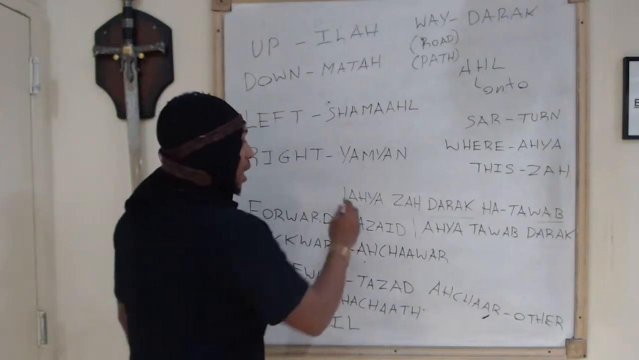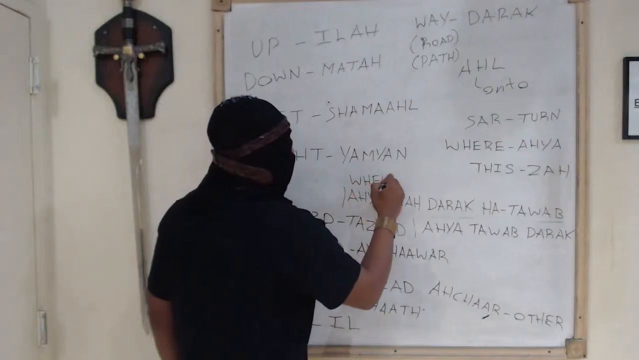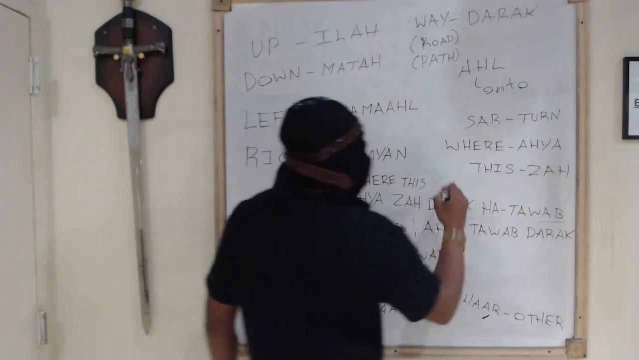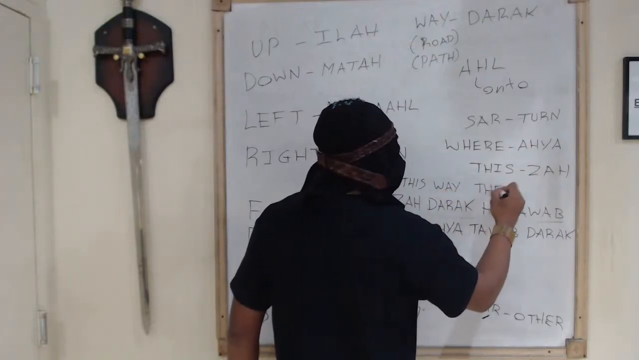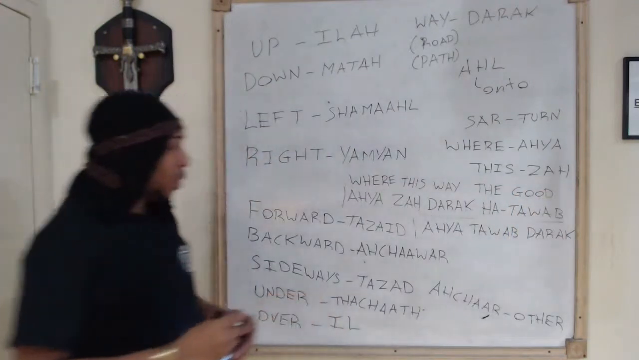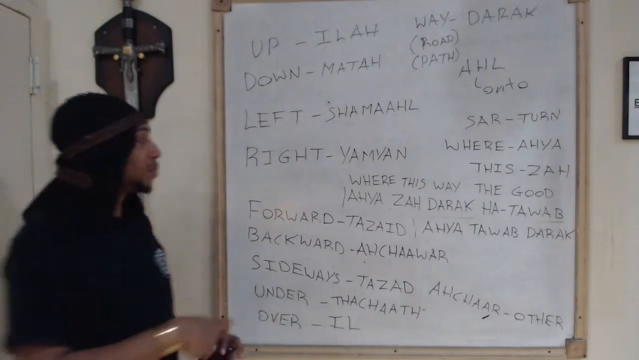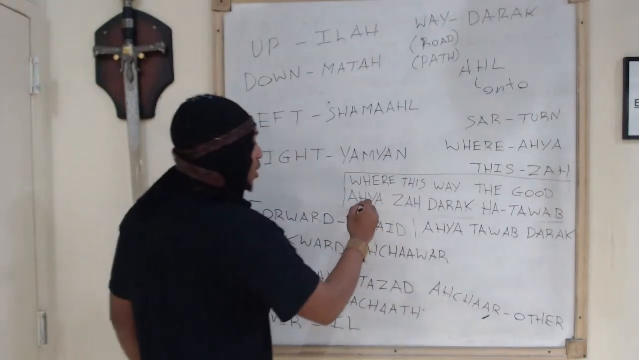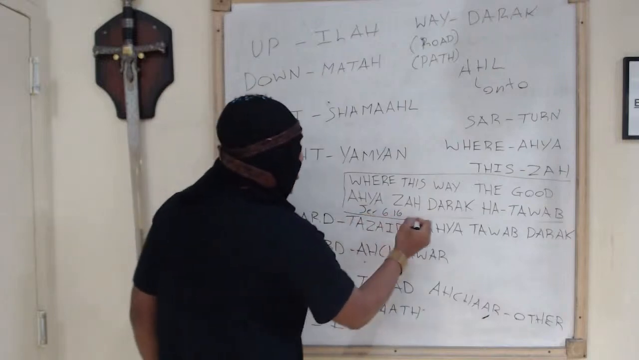Okay. Aya, Za, the rock, hot tawab. So where is the good way? Where this way the good. Where is the good way in English, right? Okay, good. And that's from Jeremiah 6 and 16, right? Jeremiah 6 and 16. Okay.